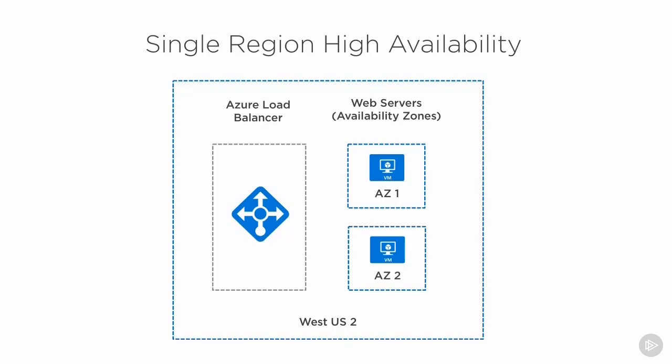So at this point, this is the architecture we're basically dealing with. It's a single region, high availability design, just so we can understand how the Azure load balancer works. And so far, we've built out the web servers in 2 different availability zones. And in this video, we're going to build the load balancer. And it's going to be pretty simple.